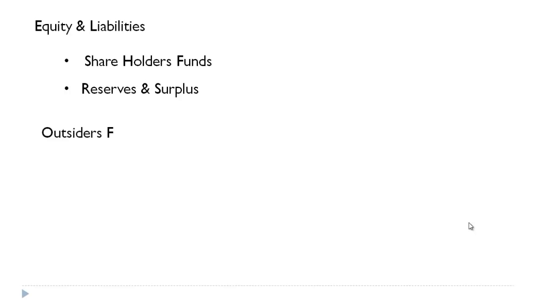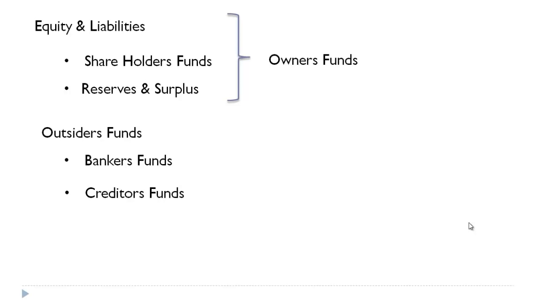See, we know the balance sheet will have first the equity and liability, that is basically the liabilities. Here we'll have the shareholders funds, which is a direct contribution, reserves and surplus, which is an indirect contribution, and there will also be outsiders funds, which can be basically bankers funds and creditors funds. Now understand, the shareholders funds and reserves and surplus are called owners funds, whereas bankers funds and creditors funds are called outsiders funds. Now to understand this long-term stability, we'll take an example by dividing this into three scenarios.